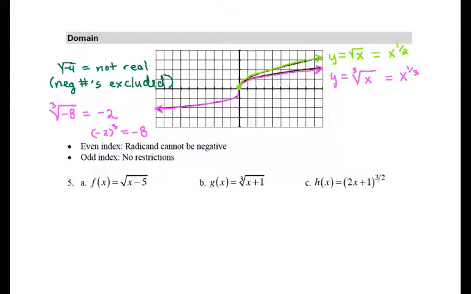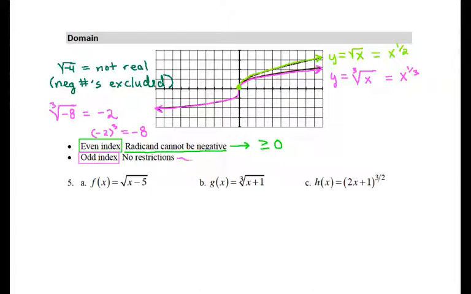The way we generalize this a little bit more is we say it's not just square roots, it's any radical with an even index. If the radical has an even index, our domain rule is that the radicand cannot be negative, and the way we specify that is to state that it must be greater than or equal to 0. If we have an odd index, it's not just the cube root, but really any odd index, then we have no restrictions at all on our domain.